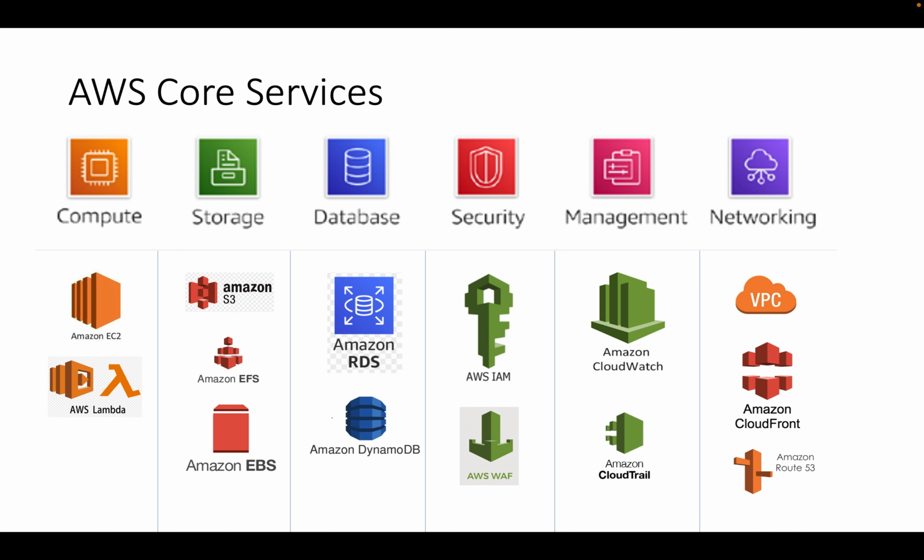Management tools, we will talk about AWS CloudWatch, what CloudWatch is and what AWS CloudTrail is. Networking, we will understand how to set up a network in AWS Cloud, we call it VPC, and also Amazon CloudFront and AWS Route 53. Okay, so let's jump into the next one.